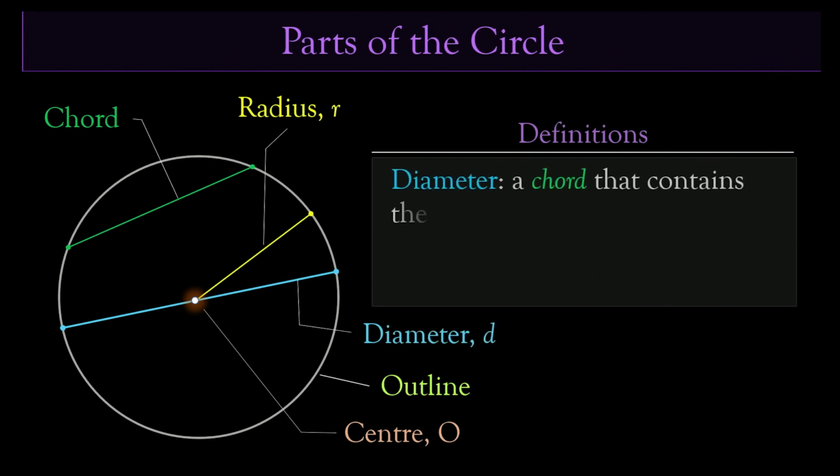The diameter is actually a chord, but it is a chord that passes through the center. So we say the chord is a straight line that touches the circle at 2 points. And clearly, as you can see, the diameter also touches the circle at 2 points. But the difference between a diameter and a regular chord is that the diameter is the chord that contains the center. In other words, the diameter is a chord that passes through the center of the circle.